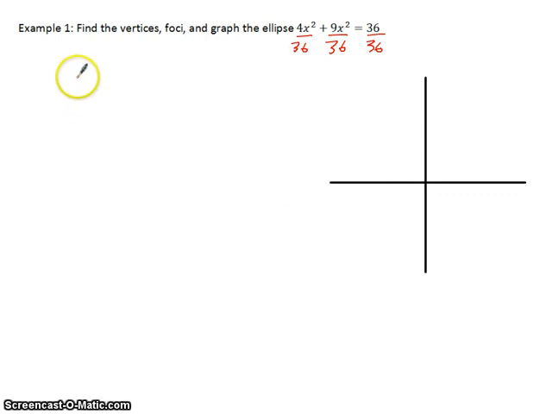And what that does for me is that gives me x squared over 9 plus y squared over 4 equals 1. The 9 is larger than the 4, which means that the major axis is going to lie along the x-axis. The minor axis will lie along the y-axis.